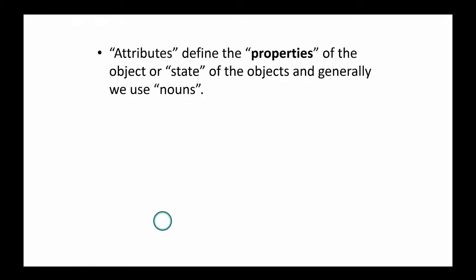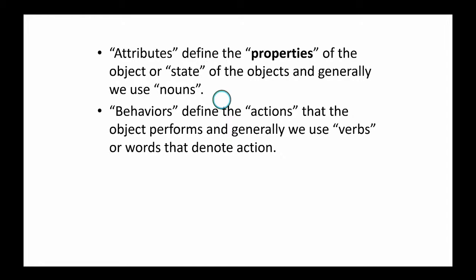Now, attributes are also known as properties of the object, or we can sometimes say attributes are the state of the object, and we generally use nouns to define the properties or the attributes or the state of the object. Behaviors define the actions that objects perform, and generally we use verbs or words that denote action.